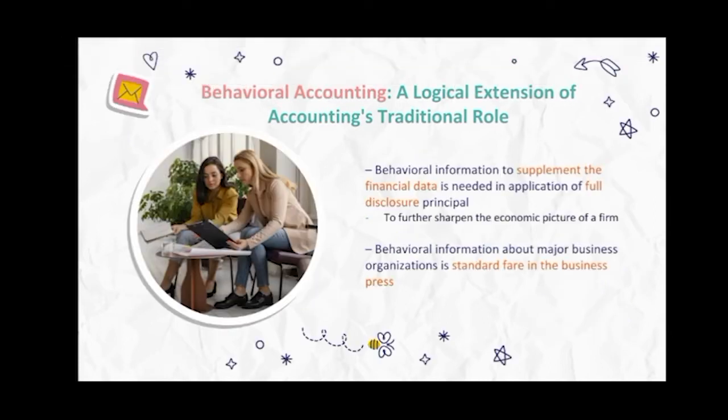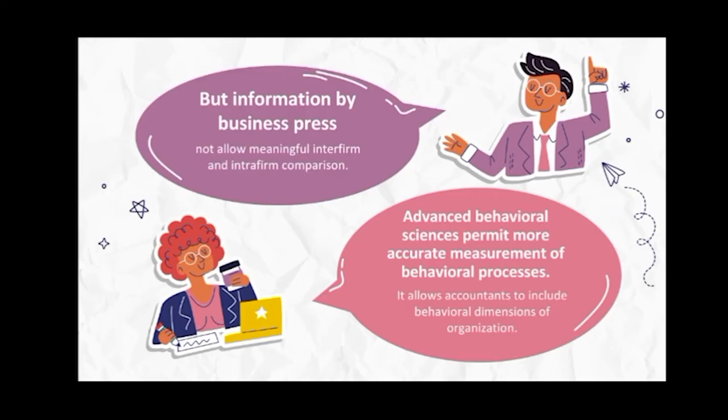So, behavioral information to supplement the financial data is needed in the application of the full disclosure principle, as I said before. The purpose is to further sharpen the economic picture of a firm. Behavioral information about major business organizations is also standard fare in the business press. But the problem is that the information provided by the business press does not allow meaningful inter-firm and intra-firm comparison.